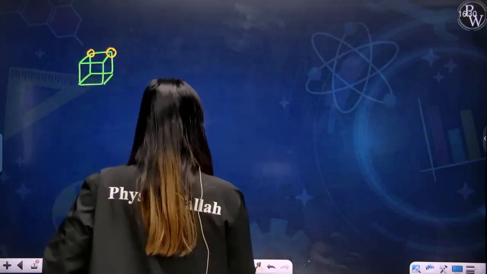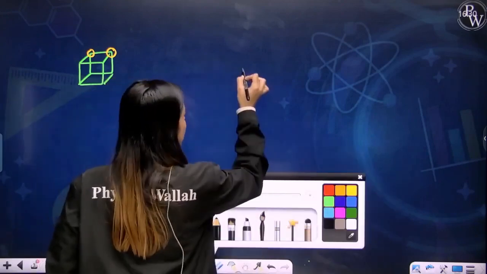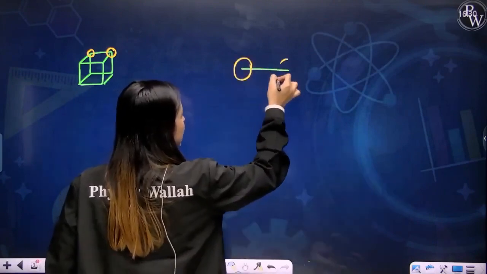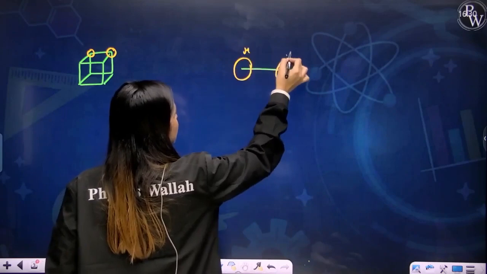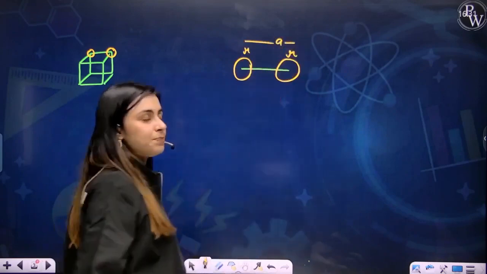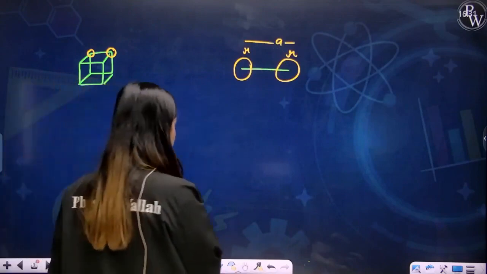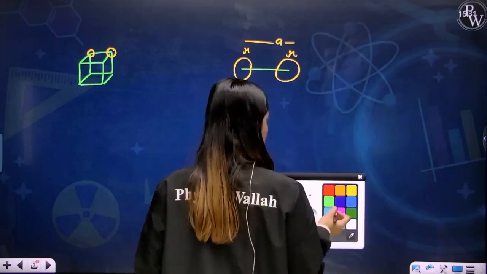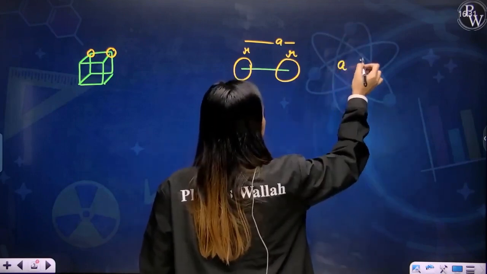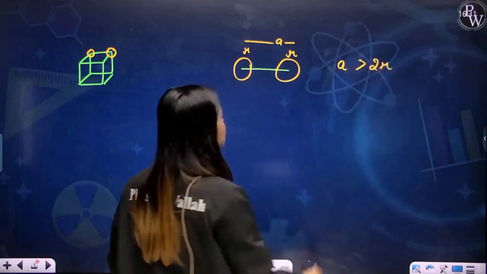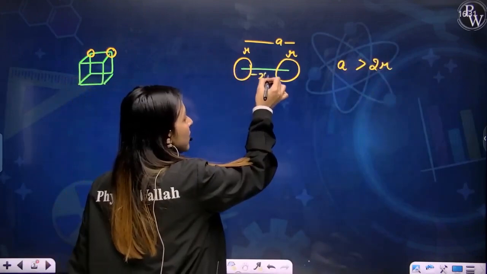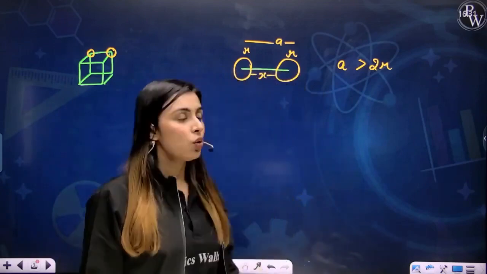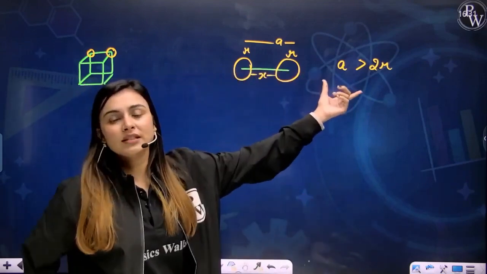Now, let's say we consider an edge and we consider atoms over it. Let's say an atom is here and an atom is here. Let's say the radius is r and the radius is r, and the edge length is a. The first possibility is that this a is more than 2r, that is, the sum of the radii plus some x amount as well. This is possible. Your edge length might be more than the sum of the radii of these two.